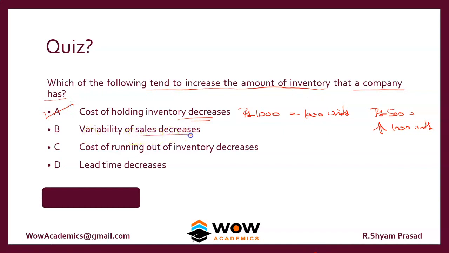Variability of sales decreases. Only if there is high variability do we have to hold a larger amount of inventory.